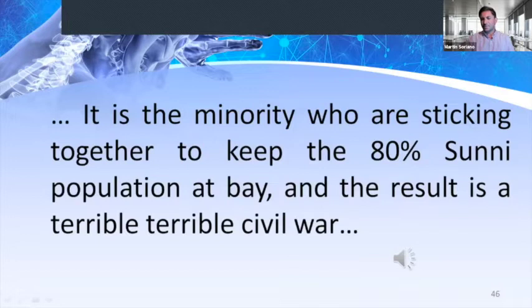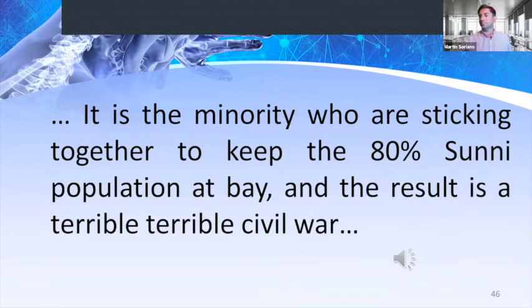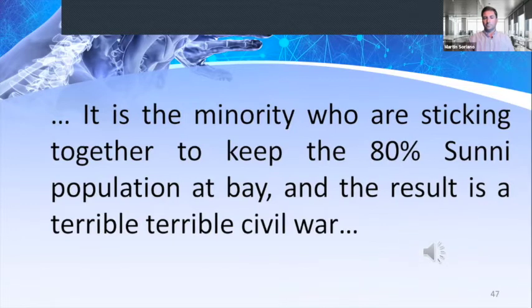It's a very simple thing. The word is sticking, that, and then I replace juntar by some other word that is more formal. It's the minorities who are sticking together to keep the 80% Sunni population at bay. And the result is a terrible, terrible civil war.